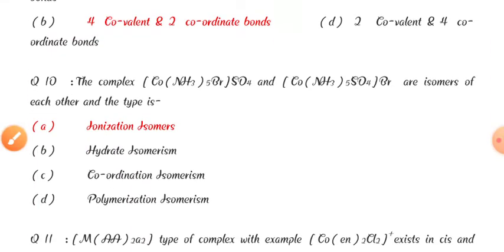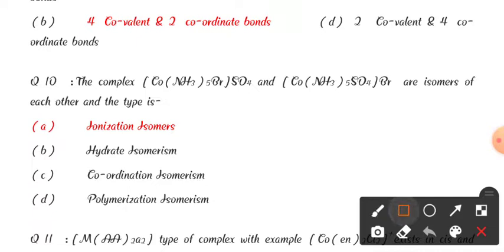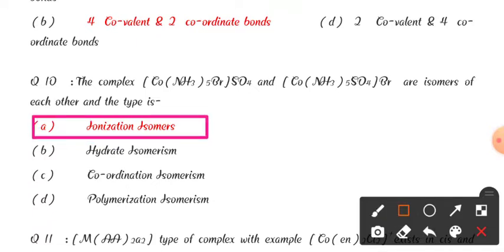The question number 10. The complex [Co(NH3)5Br]SO4, that is pentaamminebromocobalt sulfate, and pentaamminesulfatocobalt bromide, exist as isomers of each other, and the type is what? So option number A, that is ionization isomer, is the correct answer, friends. That's why option number 1 is the correct answer.